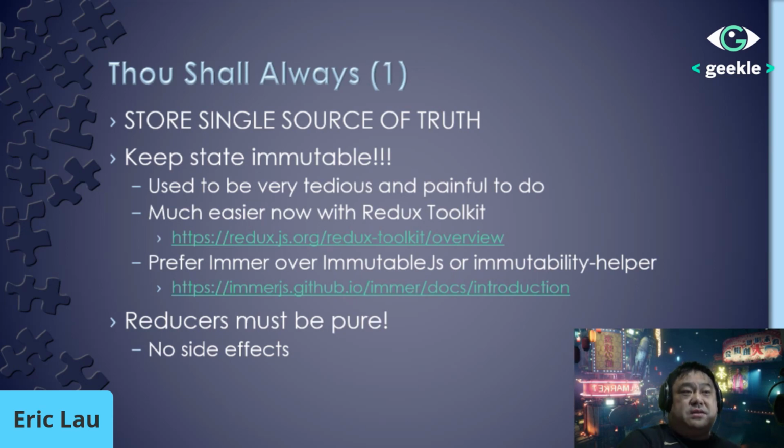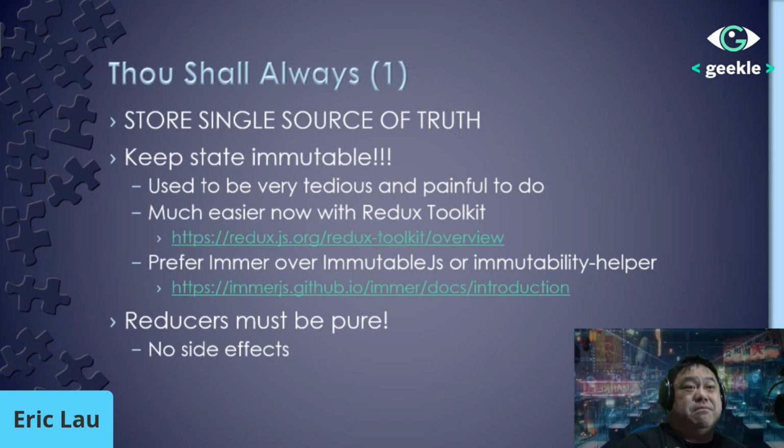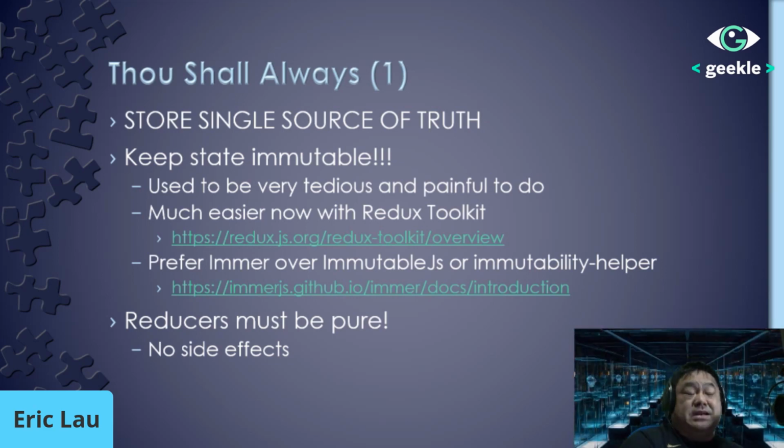The second thing I found really important is to keep state immutable. Redux demands that. I've had scenarios where I accidentally mutated state in a reducer, and it was incredibly difficult to debug because you never get an error. You just get really weird data, and you don't even know when it happens. It's very, very painful.